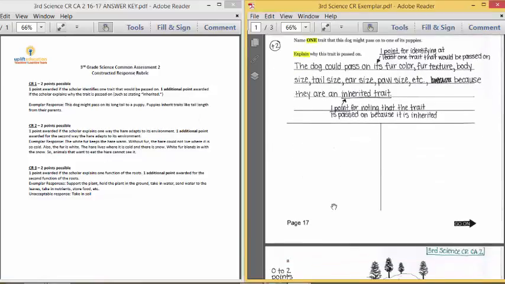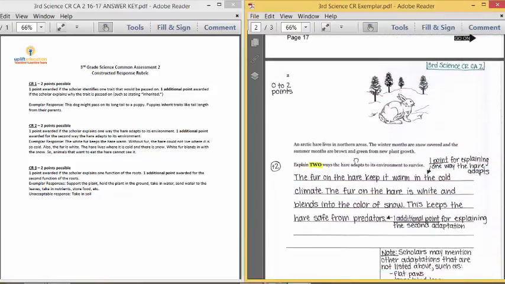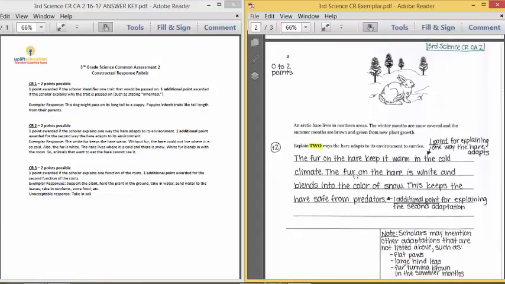Moving on to question number 2. Question number 2 asks about some adaptation. So it's talking about this Arctic hare in the winter months, what kind of environment it lives in. And then it asks scholars to explain 2 ways that the hare adapts to its environment in order to survive. You can see up here, this is worth up to 2 points as well.